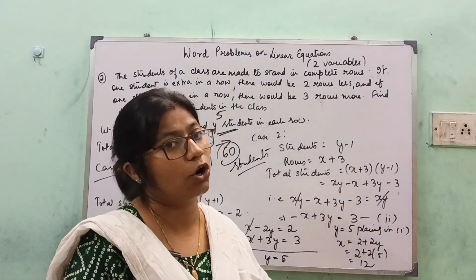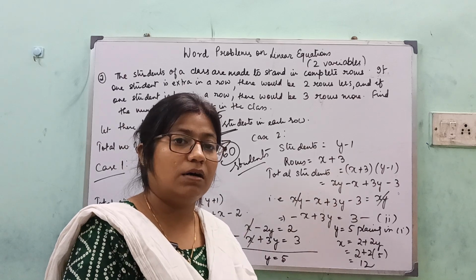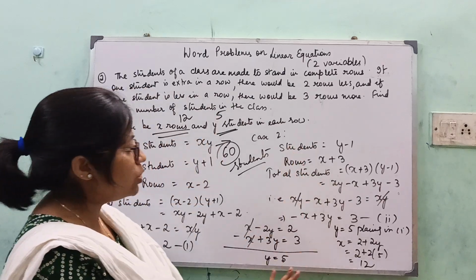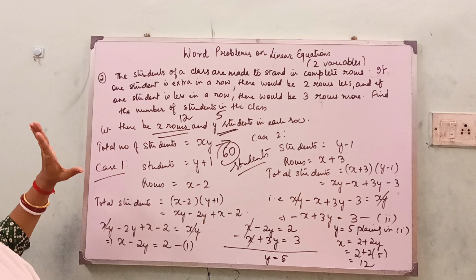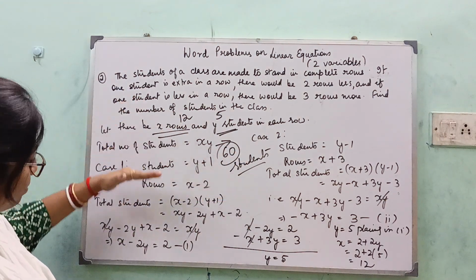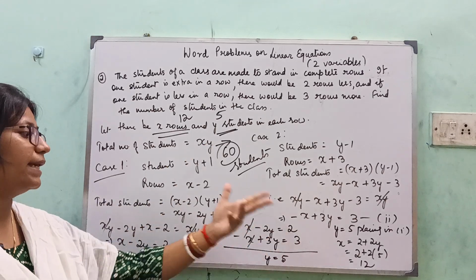Either go by addition or go by subtraction, eliminate a variable and find a variable, and then go for finding the other variable. So once you do this, you will get the answer. So case 1, case 2, you will simplify them, frame them down and put them in the form of an equation. Simply solve the two equations, get the answer.